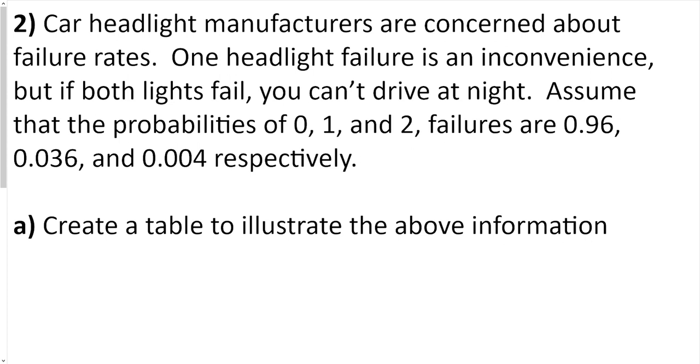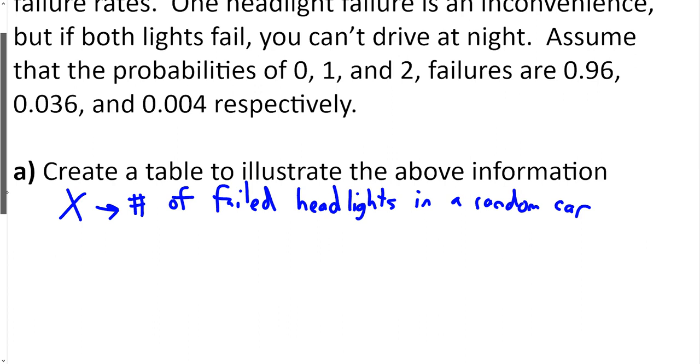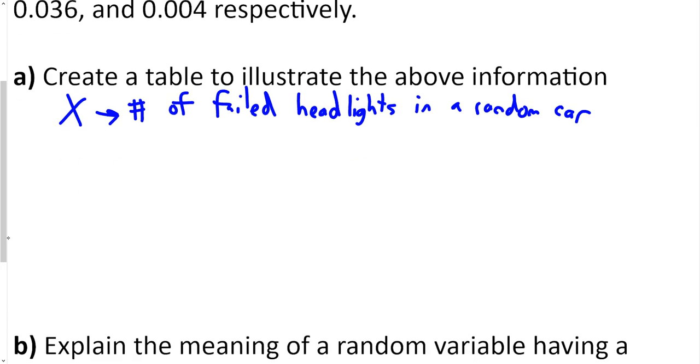Okay? So we want to always first state what our X is. What is our variable? If you're going to do F for failures, but really it is the number of failed headlights in a random car. All right, so if you want to change the variable to F or H for headlights, whatever it is, we want to then make our table.